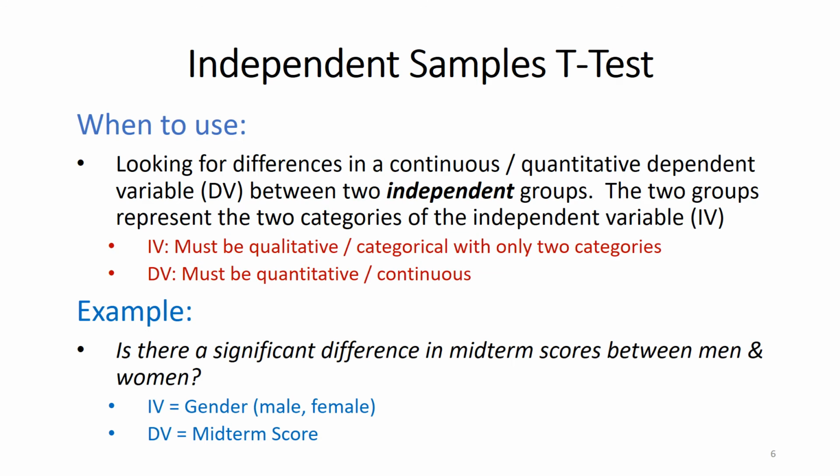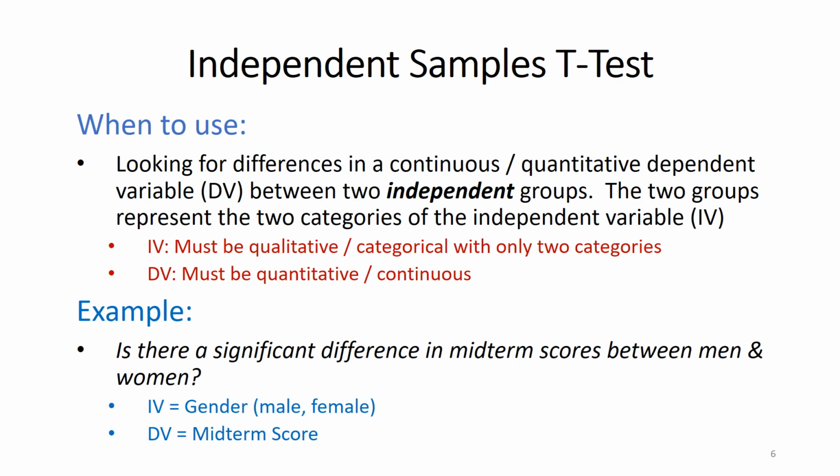Somebody raises a research question: is there a significant difference in midterm scores between men and women? This would be appropriate for an independent samples t-test. Why? Because we're trying to see, does gender have an influence on your midterm score? And let's see how these fit the when-to-use criteria. Gender is our independent variable. We want to see, does gender have an influence on midterm scores? Well, gender, at least in this scenario, might be measured as a dichotomous, categorical, qualitative variable of male, female. Two categories. And you'll notice that we have it set up that way.